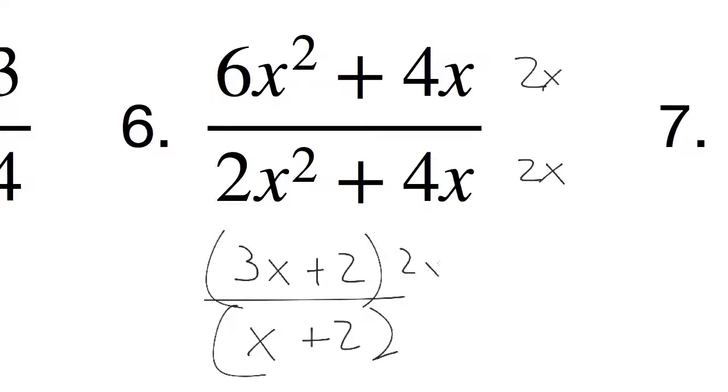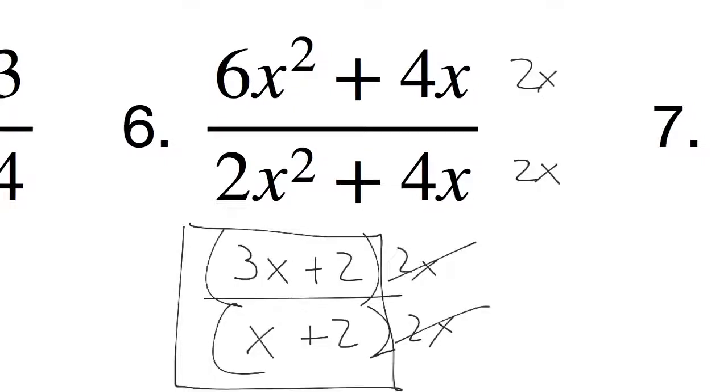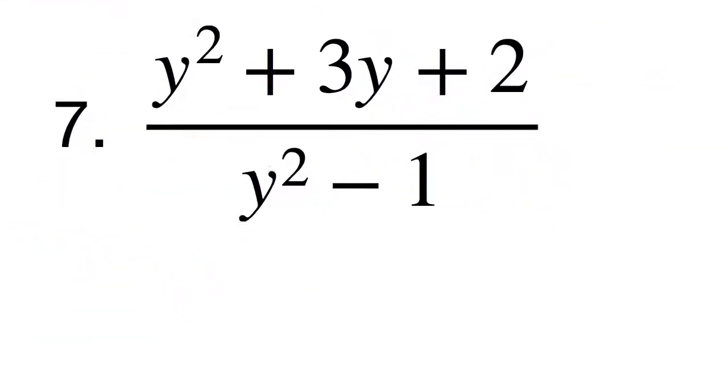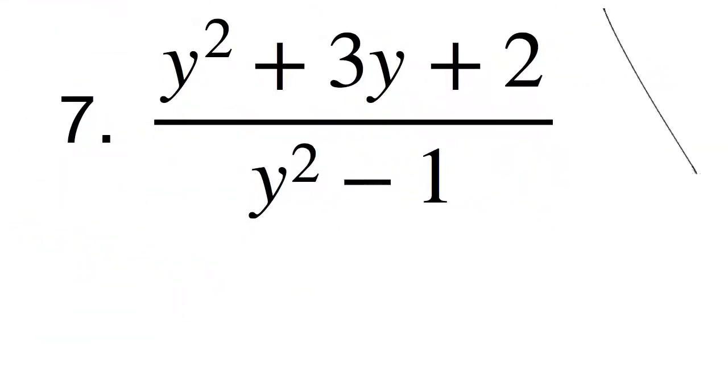That's times 2x, and that's times 2x, and they cancel out. So you're left with just (3x + 2)/(x + 2). Here we get a factor x in the top. What adds up to 3 and multiplies up to 2? Well, that's 1 and 2.